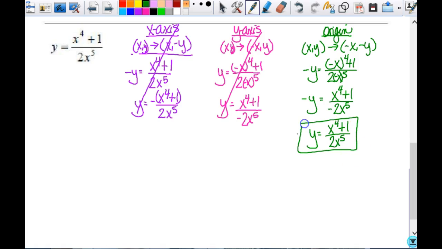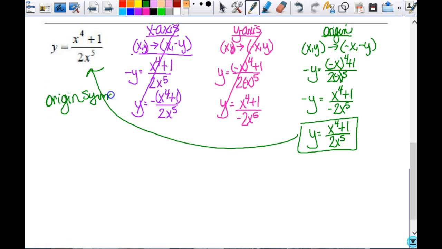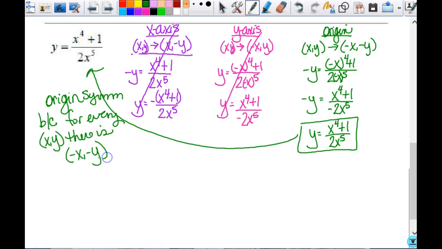And this one does match this one, which means we do have origin symmetry, because for every (x, y), there is (negative x, negative y). Okay? All right, so that's your symmetry.